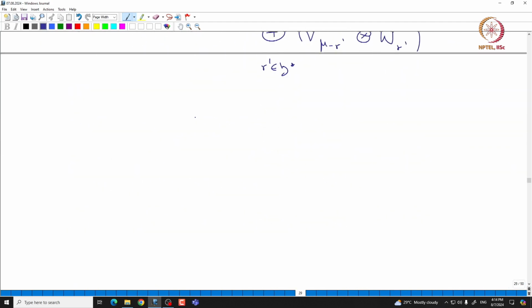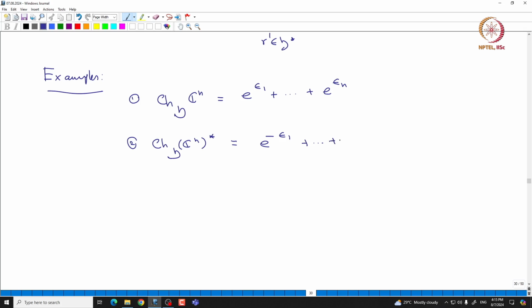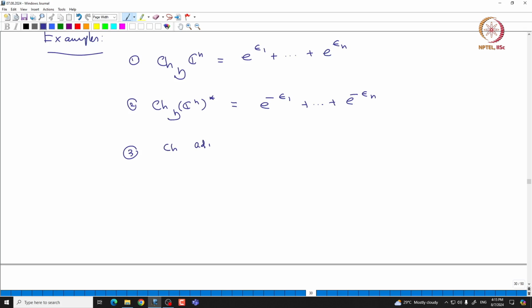One can see, as examples, that the character of the natural representation is exactly given by e power epsilon 1 plus etcetera plus e power epsilon n. Similarly, the character of the dual representation is given by e power minus epsilon 1 plus etcetera plus e power minus epsilon n. And thirdly, the character of the adjoint representation is given by e power 0, which you can denote by 1, there is no harm in that, plus the summation of e power alpha, alpha coming from phi.